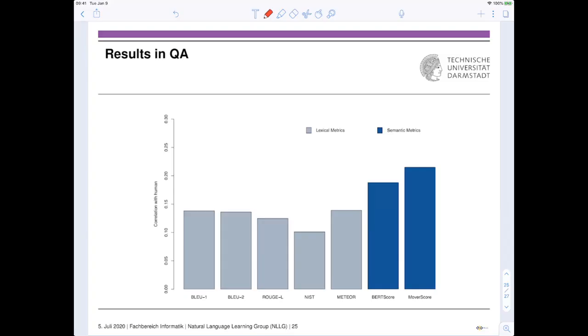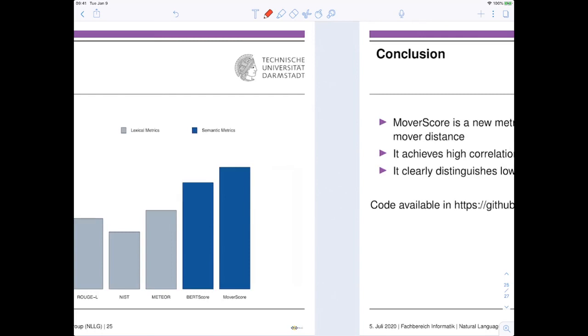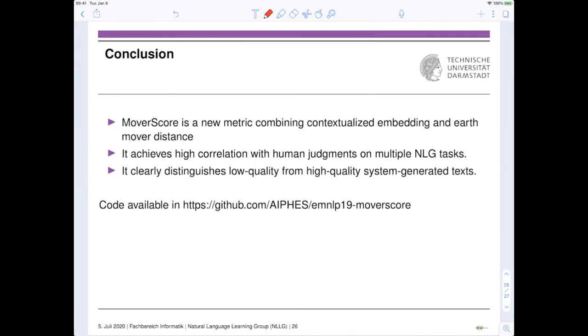For question answering, we see MoverScore also outperforms previous metrics. In conclusion, MoverScore is a new metric combining word embeddings and Earth Mover's Distance. It achieves high correlations with human judgments on a number of text generation tasks. It's also able to distinguish low quality from high quality system-generated texts.